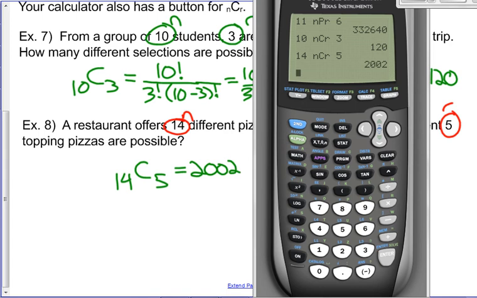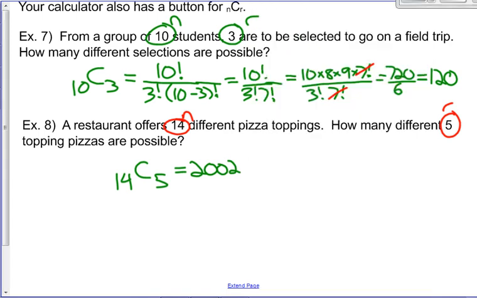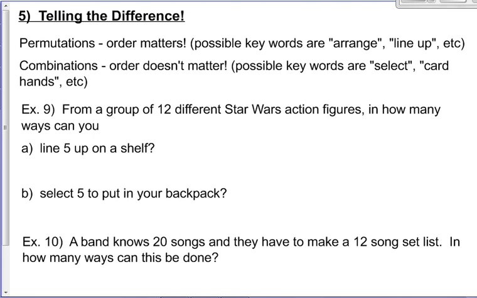Now, one of the places this gets dicey is just in telling the difference between permutation and combination questions. In permutations, order matters. Ask yourself, does the order of the objects matter? Some possible keywords are arrange or line up, but they're not guarantees. Combination, order doesn't matter.